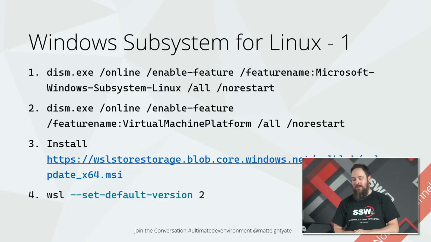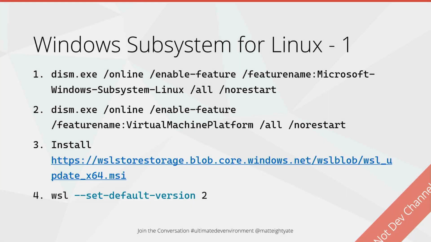If you're not on the Dev channel, you've got to run like 4 commands, 5 commands really, and a reboot. After the first couple, these two modify Windows and add some features to it. Then you install an update to the kernel that comes with Windows to get that up and running. And you change it to WSL version 2. After that, you can install a Linux operating system on your computer. So what have we got there?